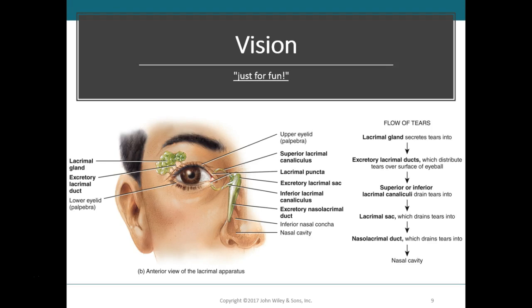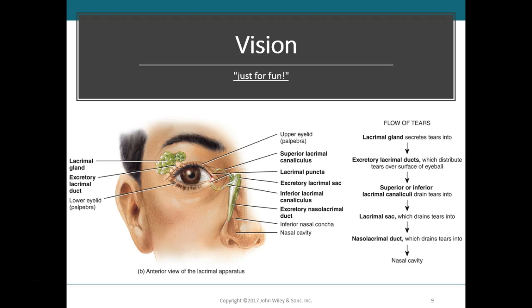The ducts carry this fluid onto the surface of the eyeball, and of course the eyelids move that fluid around, spread it across the eyeball as we blink. Now, some of that fluid is going to collect in the lower parts of the eye and here in the corner of the eye and go into little structures called canaliculi. So canaliculi are simply very, very small little ducts. So these ducts are going to carry the lacrimal fluid into a lacrimal sac that empties into the nasal cavity.